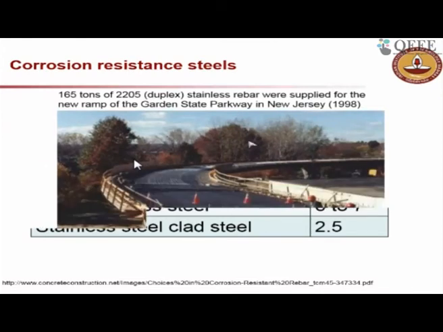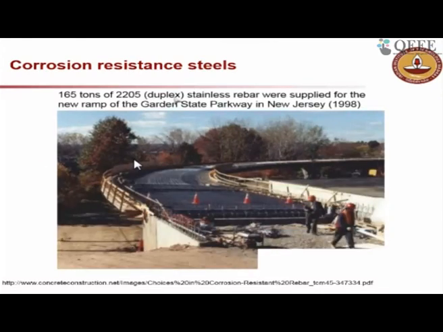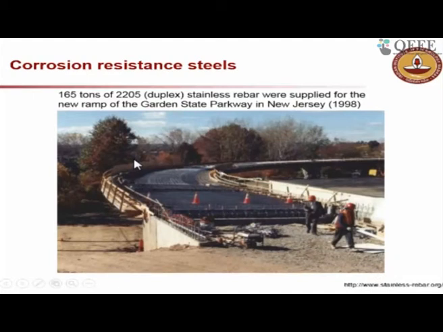And this is a corrosion resistant steel, stainless steel, being used in a bridge in New Jersey. Why I'm showing this picture is that there are places where regular steel will not be sufficient to build a maintenance free bridge. So if your bridge is a very important bridge, maybe you will have to go for stainless steel. But in India I think it's not really a scenario.